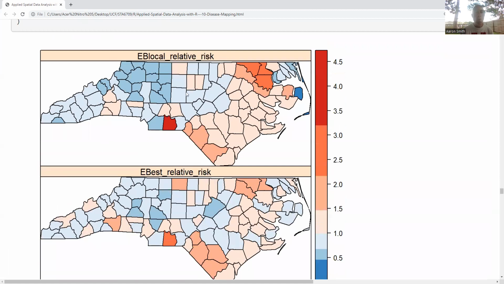So here we have local and we have the global estimate, and we'll notice that when I'm looking at the global estimates, once again, the extreme values are pulled in towards the middle, and the local ones have more extreme values. I personally, for this one, think the local is actually the better way to go.